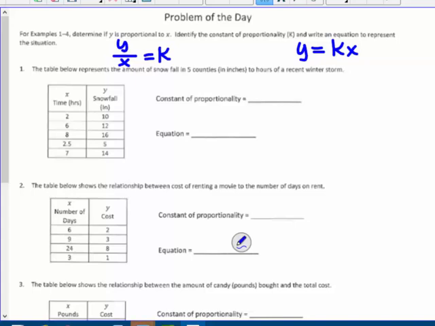You're going to fill in questions 1 through 4, and you'll see that some of them, yes, have a constant of proportionality. Some of them do not. So pause the video and answer page 8 now.